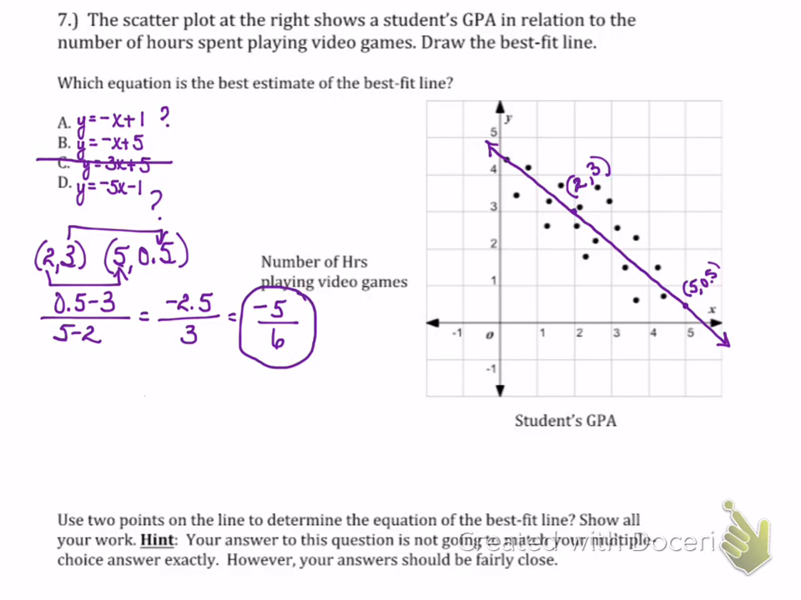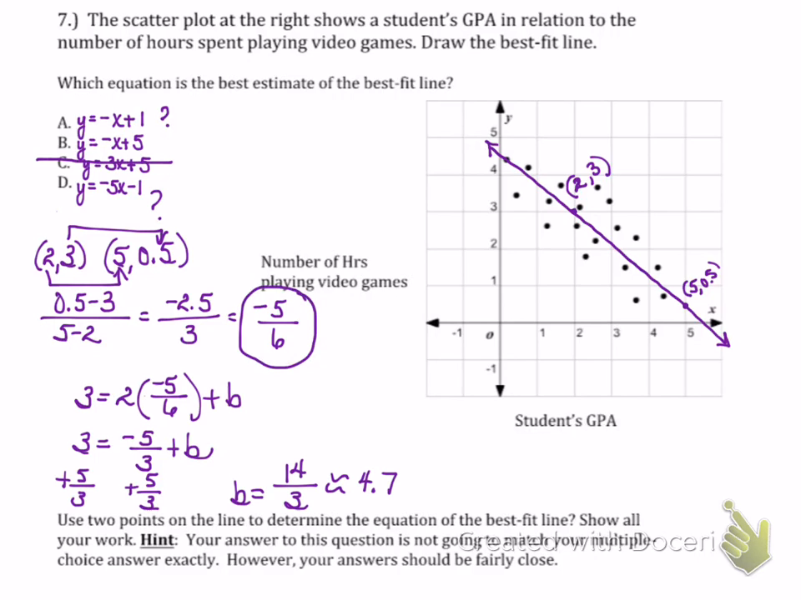Now I want to find the y-intercept. So finding the y-intercept, I used the ordered pair 2, 3 and avoided that decimal for the second ordered pair. I got an answer of 14/3, which is about 4.7. So if we look at our options there, B does look like it is the best match because it has a y-intercept of 5, which is very close to 4.7, and a slope of negative 1, which is very close to negative 5 over 6.